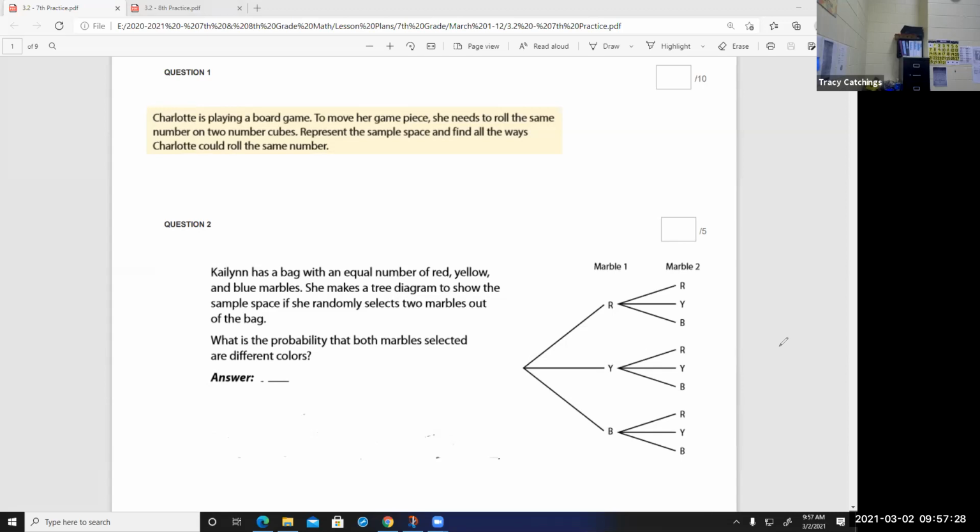All right, number 1 says Charlotte is playing a board game. To move her game piece, she needs to roll the same number on 2 number cubes. What does she have?